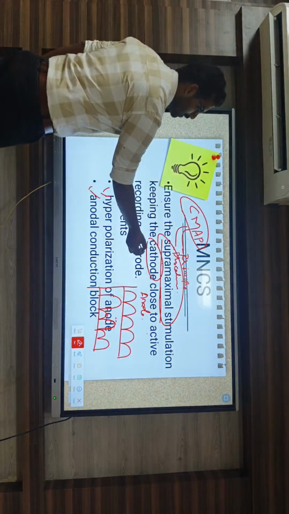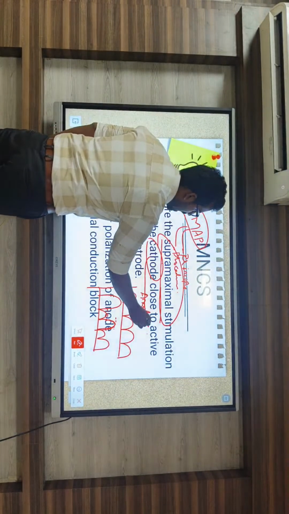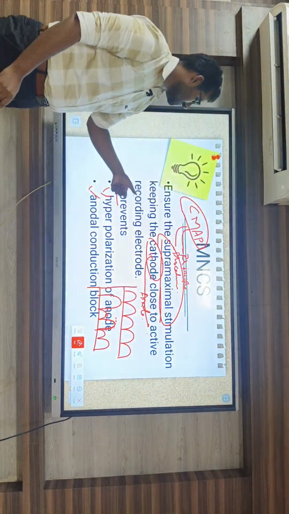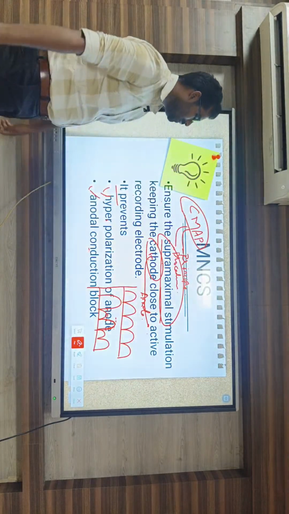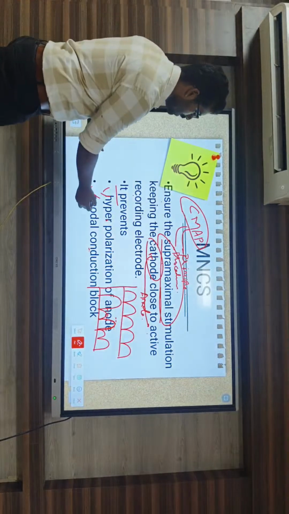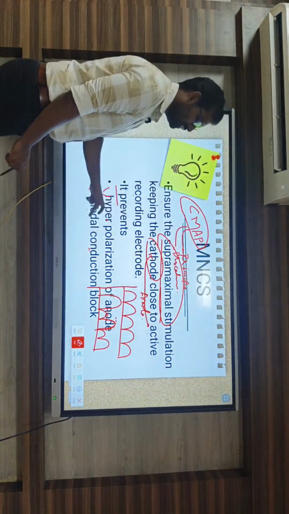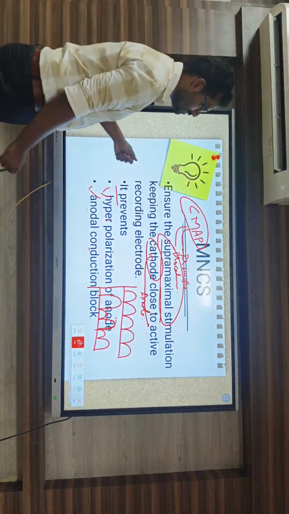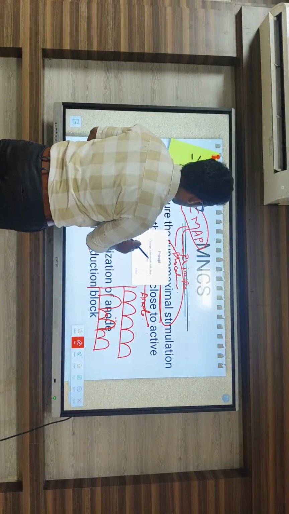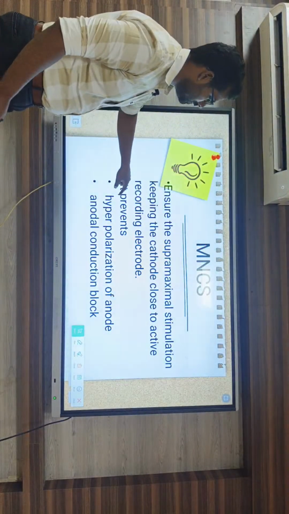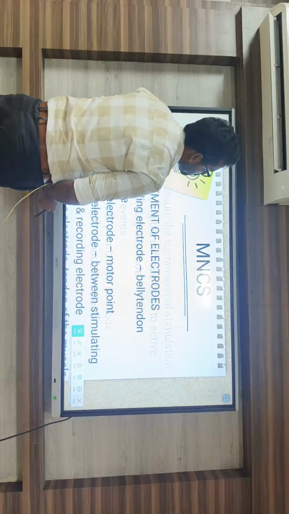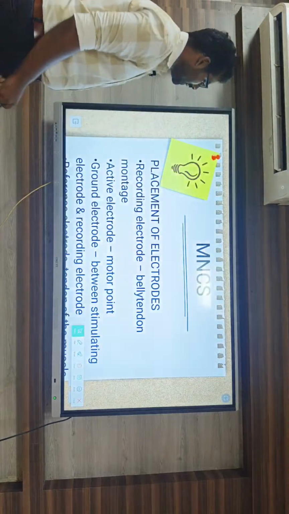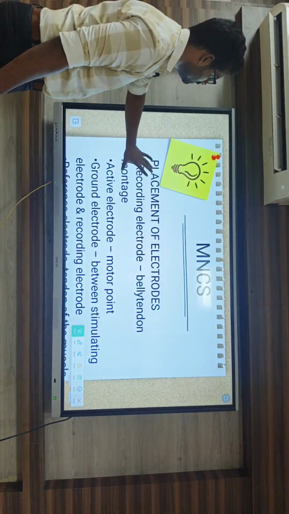Here we attach the anode and cathode more closely, which prevents the hyperpolarization of the anode, and the next is that it blocks the anodal conduction. So for these two reasons, we closely attach the anode and cathode. This is the basic principle. So coming to the placement of electrode.